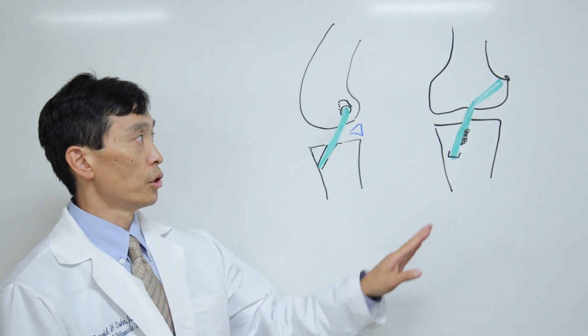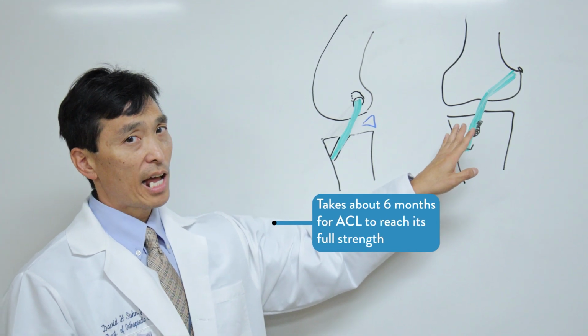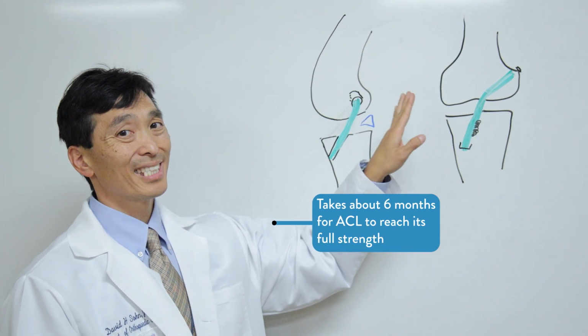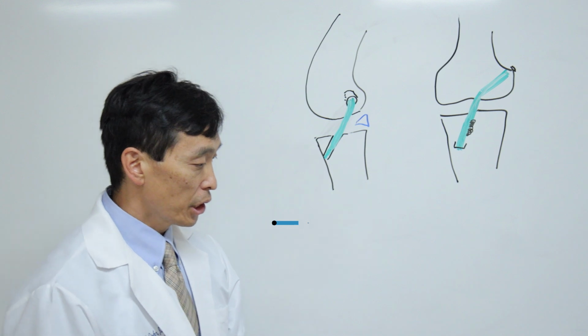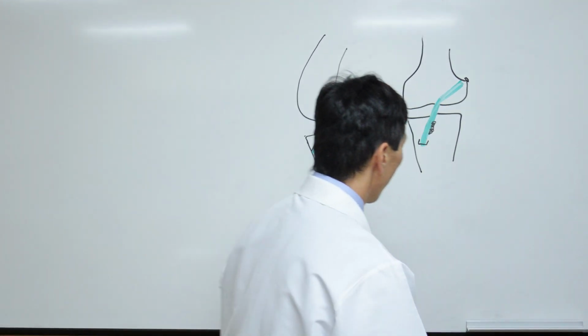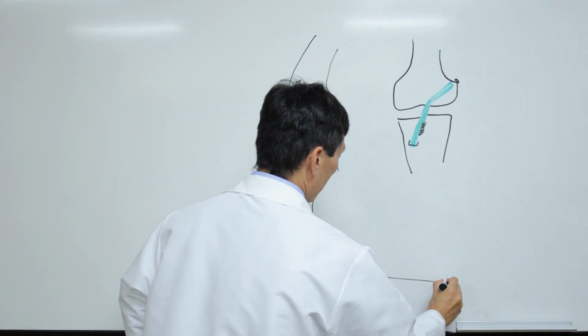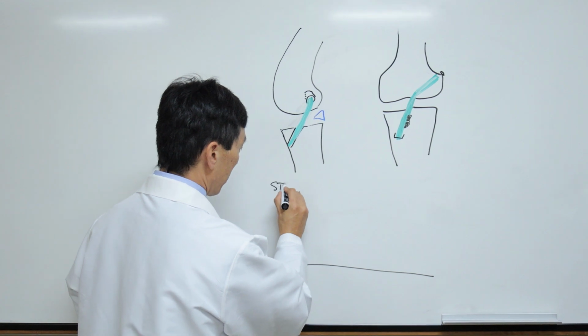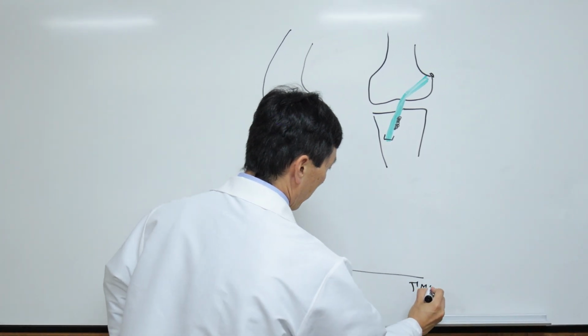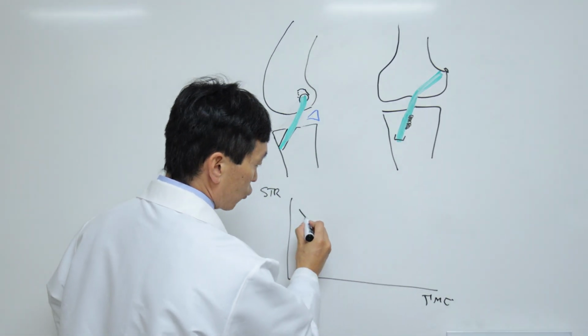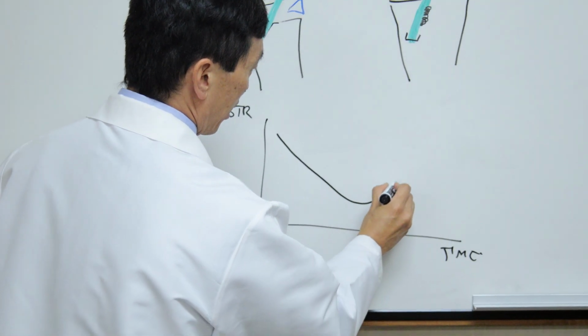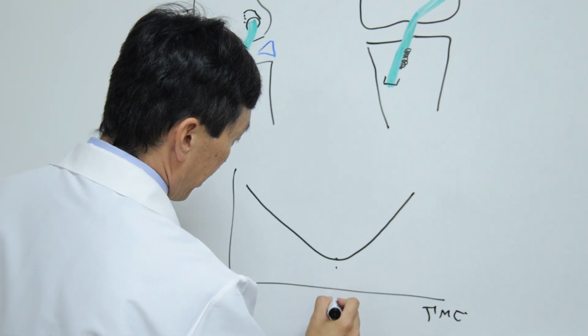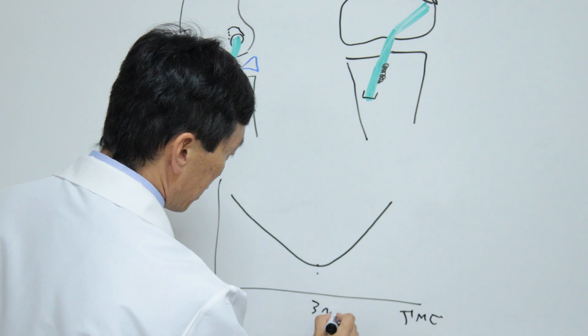Post-operatively, it's important to know that the ACL does not reach its full strength until 6 months. It actually goes through a period where it remodels. So overall strength versus time. It starts off strong, and then right about here at 3 months is that maximum weakness.